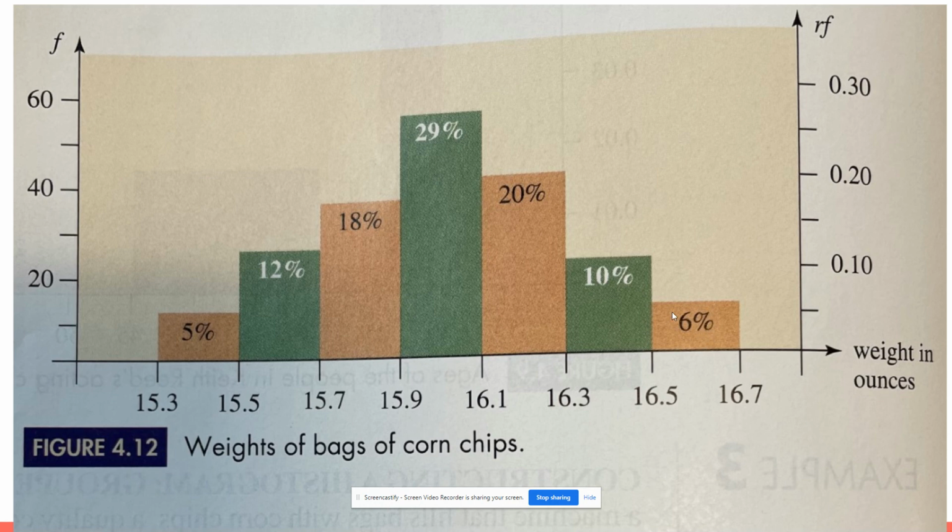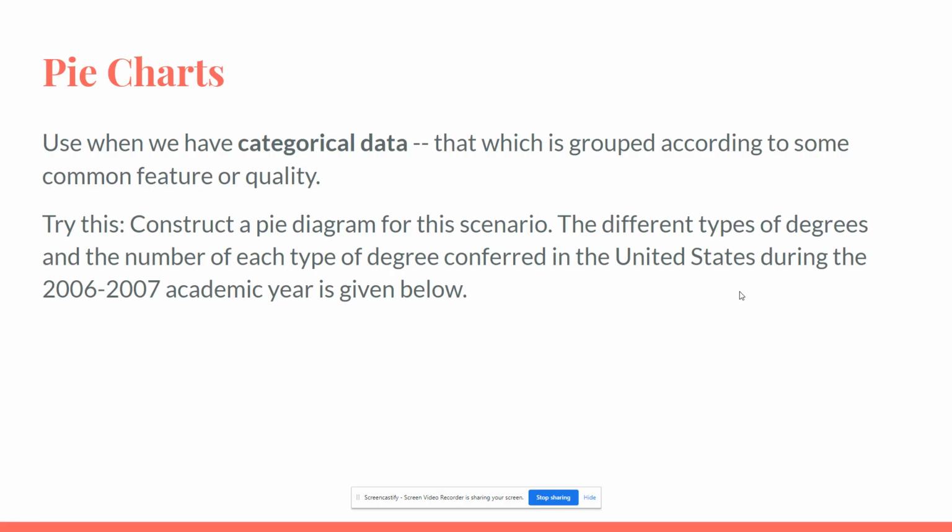Some you get a little extra. You get 16.5 to 16.7, but that's pretty small percent out of the 200 bags. All right, so if you did not get this, please correct your histogram, but I'm going to move forward.